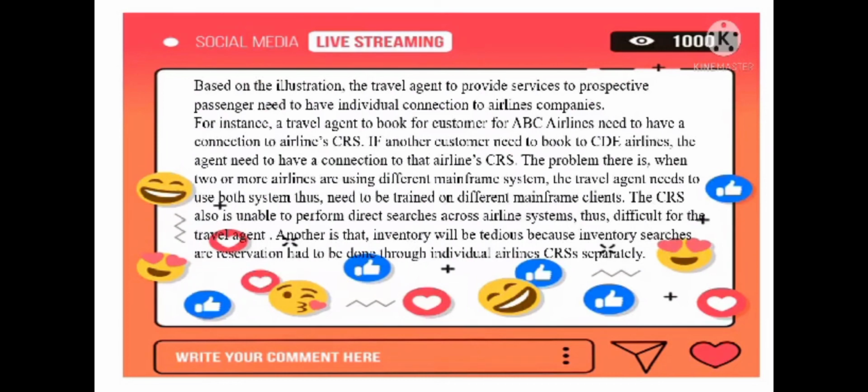The problem is that when two or more airlines are using different mainframe systems, the travel agent needs to use both systems and be trained on different mainframe clients. The CRS is also unable to perform direct searches across airline systems, which is difficult for the travel agent. Another is that inventory work will be tedious because inventory searches or reservations had to be done through each individual airline CRS separately.